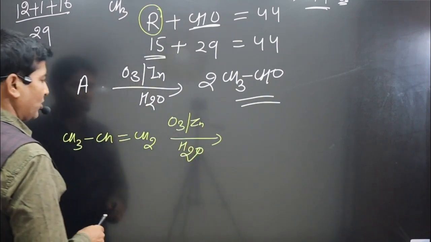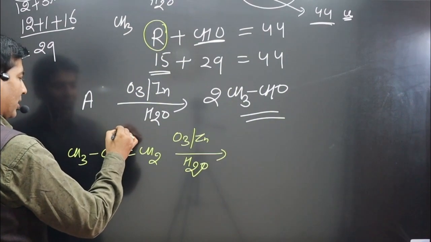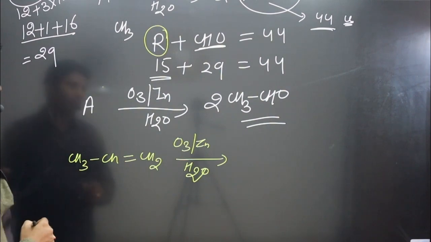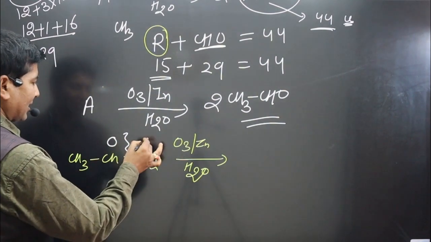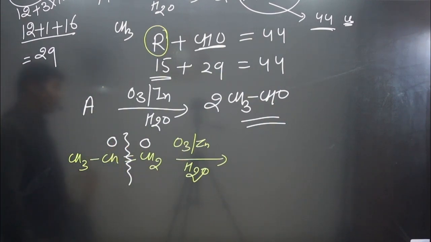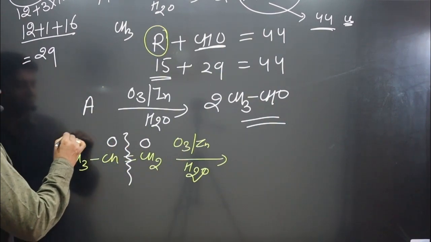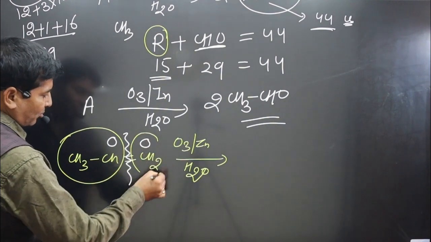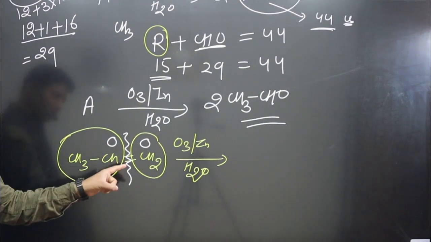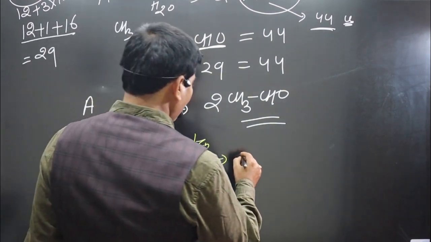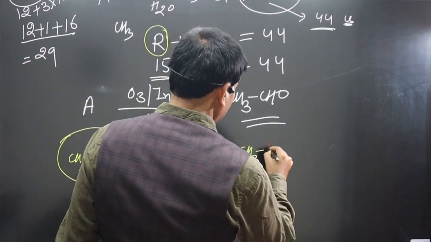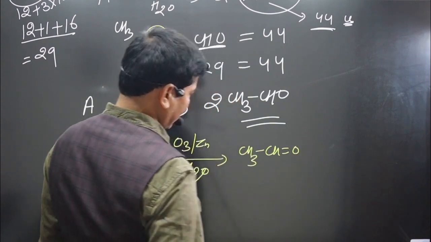To complete the reaction, what we do is break both the pi bonds, both pi bonds are broken, and attach oxygen on both sides to satisfy the valency. So this is one product and this is another product. Because these two bonds are broken completely, oxygen is attached.